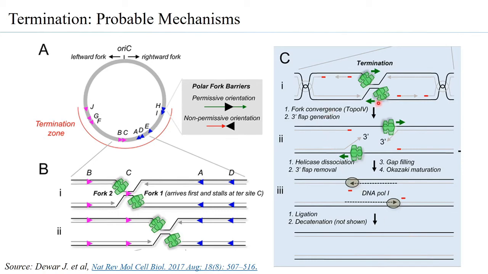Although all these, that is fork convergence, 3' flap generation, helicase dissociation, flap removal, gap filling, primer removal, and ligation, all of these happen at the termination region, it does not conclude over there. Because the DNA is catenated, decatenation is the last step that happens to allow formation of the final two daughter strands. So these are the probable mechanisms that have been suggested and are also observed to happen.